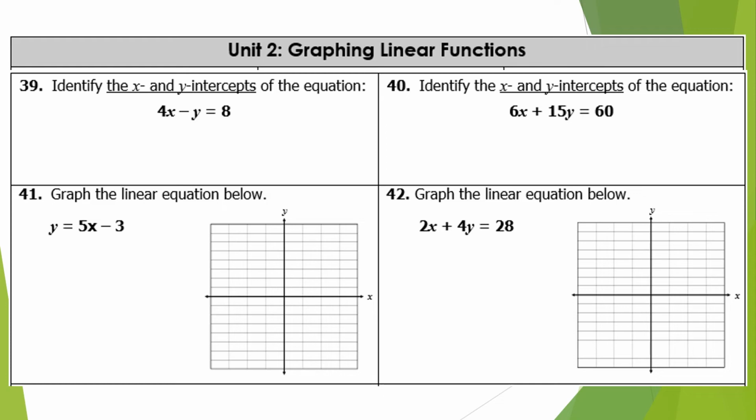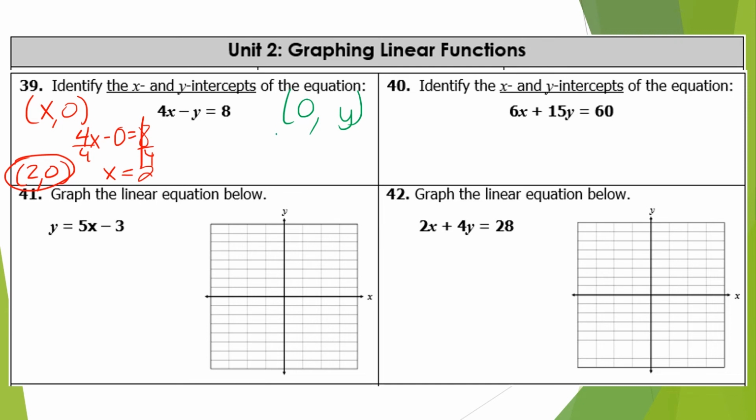Let's refresh our memory on intercepts. If I want to find the x-intercept, I plug 0 in for y. If I want to find the y-intercept, I plug 0 in for x. It should be a quick process. If I plug 0 in for y, I would just divide both sides by 4 and have x equals 2. So therefore my x-intercept is (2, 0). If I plug 0 in for x and solve for y, that would mean dividing by -1, y equals -8. So (0, -8) would be my y-intercept.